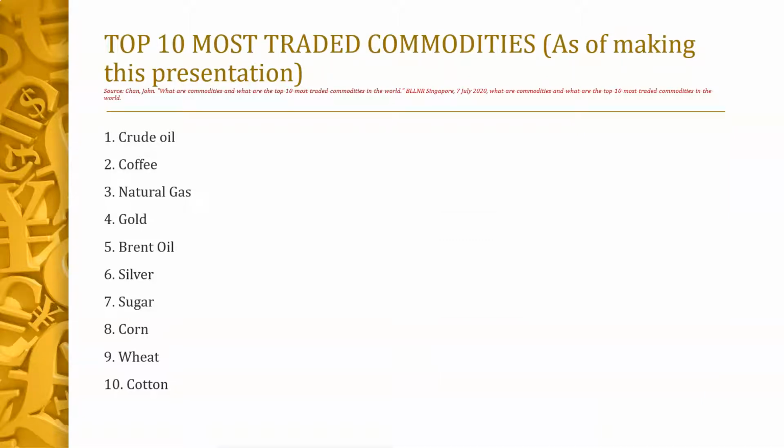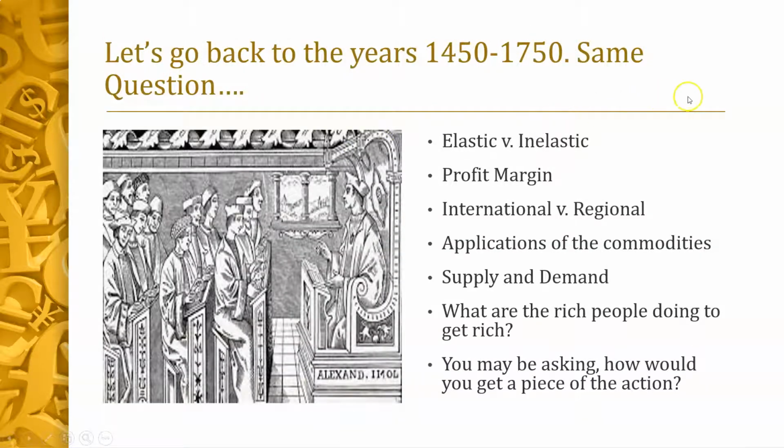But in reality, the top 10 most traded commodities as of making this presentation, and it might change over time, likely, but there's no surprises, at least to me. Oil and gas, need to power our stuff. We have gold and silver, that's always been a big deal. And then some staple crops, wheat we make our bread with, and cotton we make our clothes out of. No surprises there. Now, a little more of a challenging thought exercise.